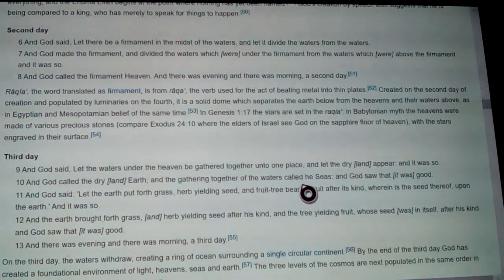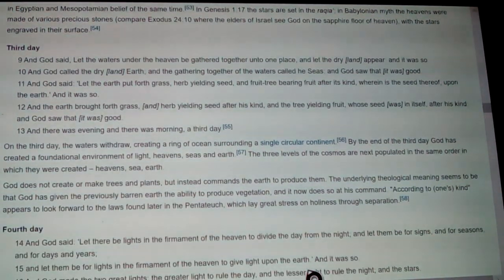And God said, let the dry earth and the gathering together of the waters, he called seas. And God saw that it was good. And God said, let the earth put forth grass, herb-yielding seed, and fruit-bearing trees of its kind, whereas the seed upon the earth. And it was so. And the earth brought forth grass and herb-yielding seed after its kind, and the tree-yielding fruit, whose seed was in itself after its kind. And God saw that it was good. So there's a good there. And there was the evening and the morning, a third day.